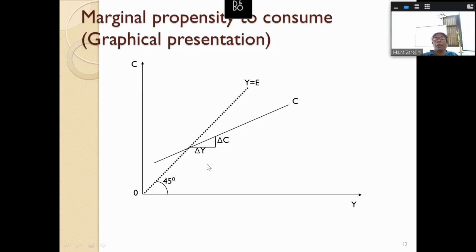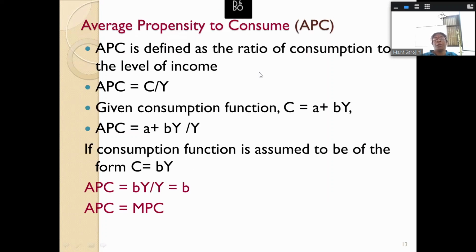Therefore, here the delta C, once you divide the delta C by delta Y, you can get the MPC. Again, that MPC indicates the slope of this consumption, right? And with the continuation of the consumption function, we can also explain the APC, right? This APC is also related with the MPC.